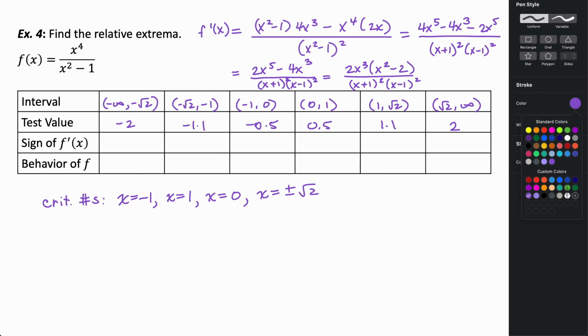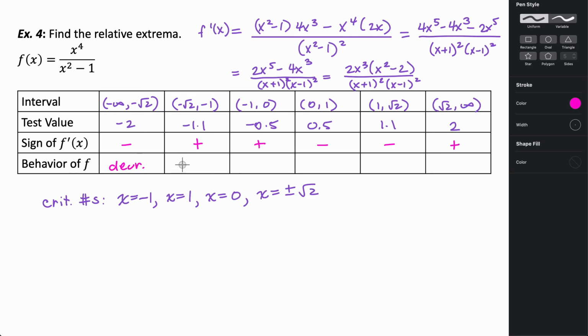Now, if we go through the process of checking all of these, plugging these values back into f prime, what do we end up with? Well, we're going to end up with a negative on this interval, a positive on this interval, again a positive on that interval. Then we get a negative on this interval, a negative on this interval, and then a positive on that interval. So that tells me we're decreasing here, increasing, decreasing, decreasing, and increasing. Okay, which I actually didn't need for this problem. I just needed to find the extrema.